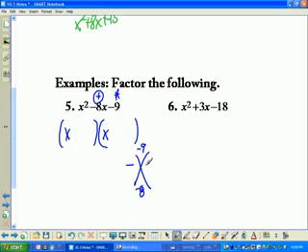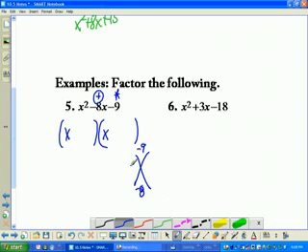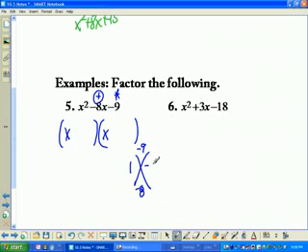So I'll start here with the basics, 1 and negative 9. And notice that I started with the basic one. Now, if you would have tried 3 and negative 3, you get 0. Don't forget, 1 goes into everything, so don't forget that one's out there. So this one turns out to be x plus 1 and x minus 9.